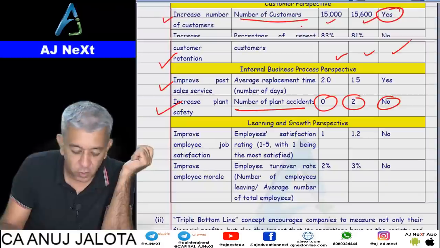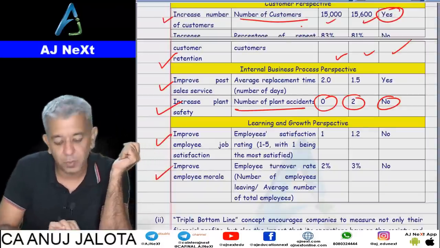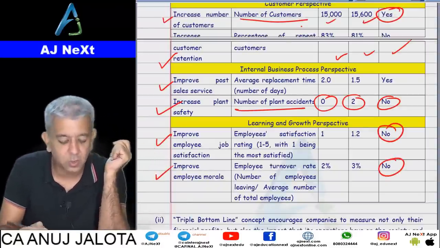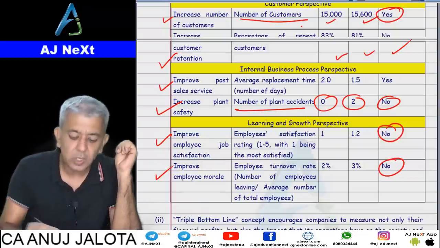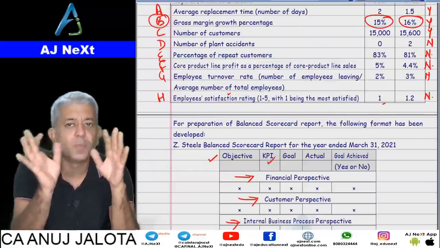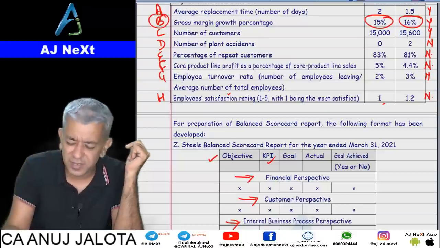Okay, so therefore the employees' data we are trying to put here, and this is also not satisfied, this is also not satisfied. Alright, so that is done. Just like you have to do a match-the-following and put the things under the respective heads. It's quite easy as such.